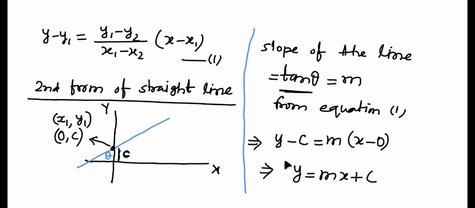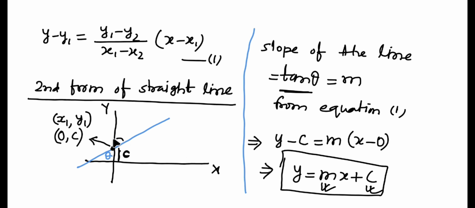Okay, so this form of a straight line is called slope intercept form. Here m is the slope and c is the y-intercept. Okay, because this length c you see in this figure, this length c is on the y-axis. Okay, you can write the equation of a straight line according to this equation straight away.